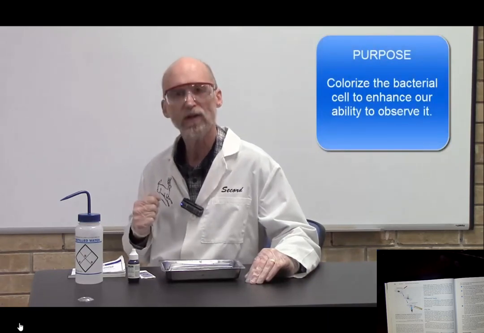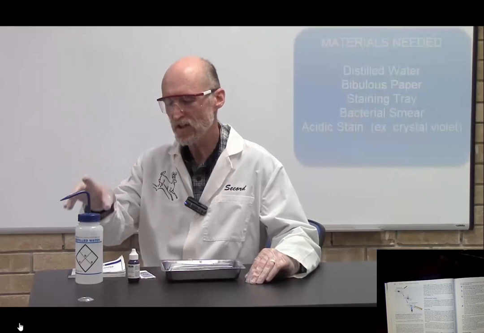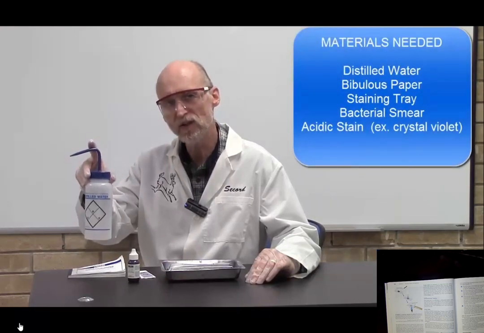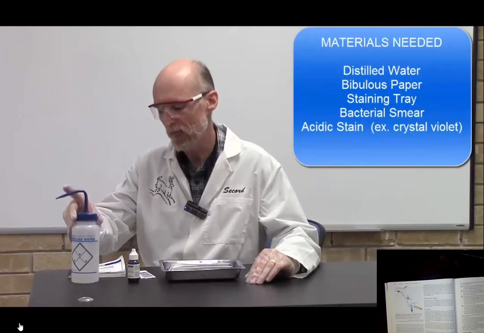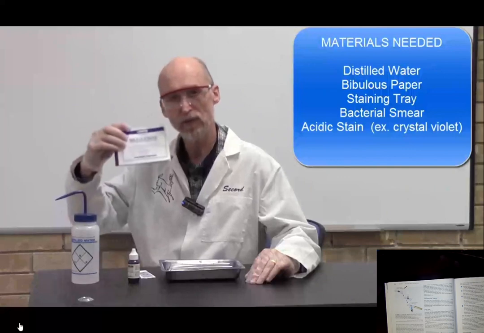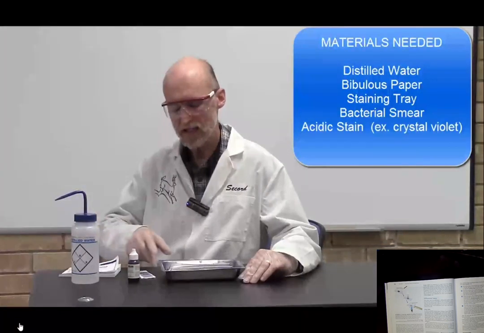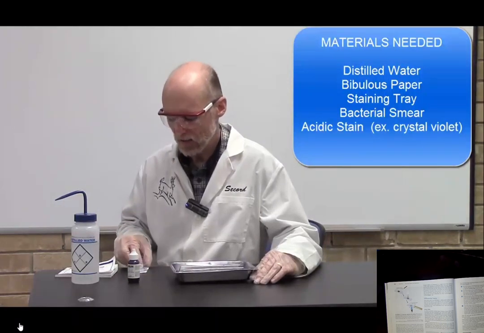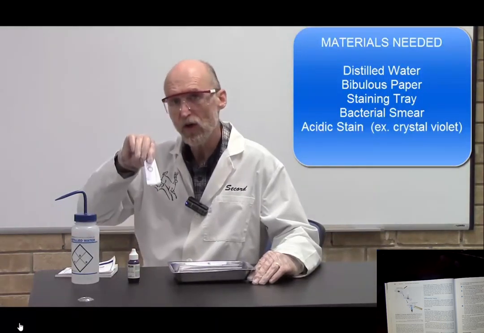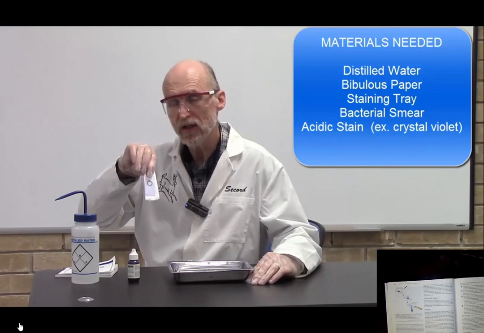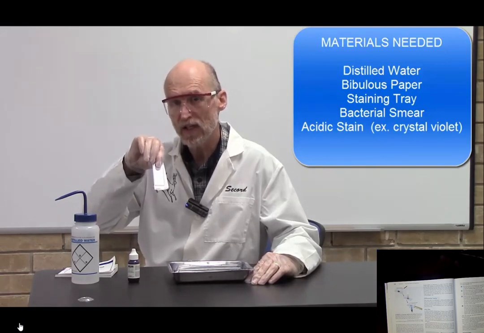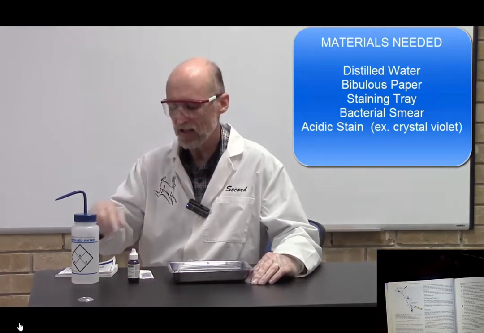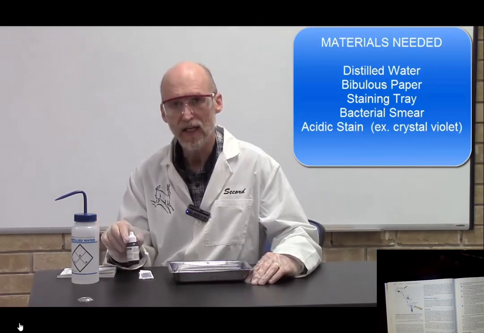Let me go over the materials and equipment you're going to need. First of all, you'll need a bottle of distilled or deionized water. You'll also need a book of bibulous paper, a staining tray, a bacterial smear, which if you don't remember how to do a bacterial smear, go in and review that video, and finally an acid-base stain.